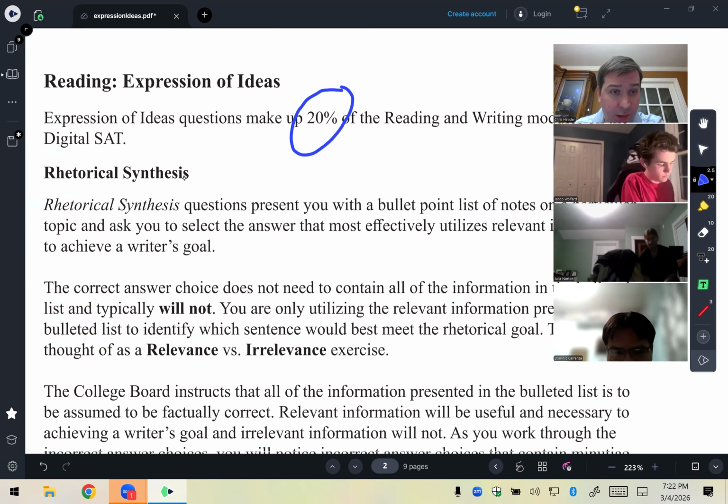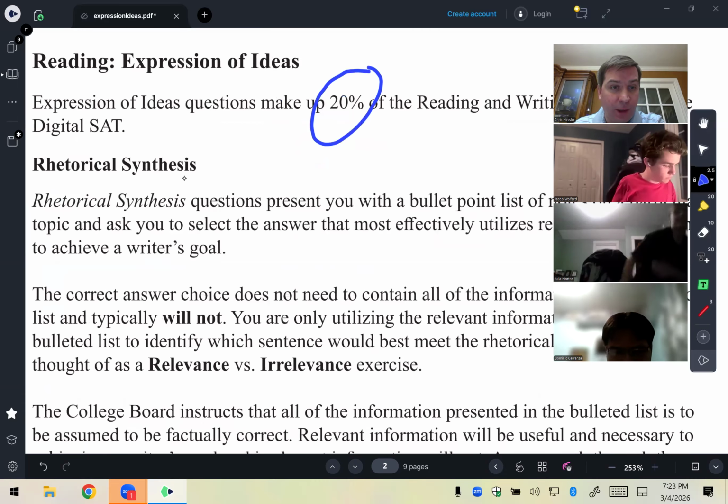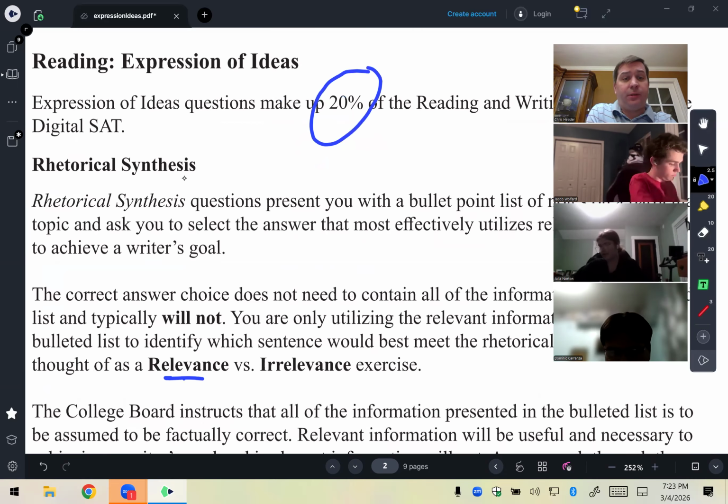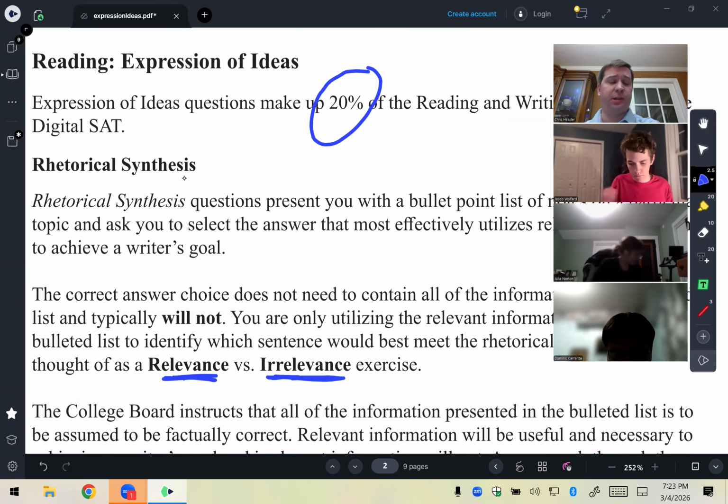So it's really just a test of relevance versus irrelevance. Because whatever the student is trying to do is always a very specific thing. So you will never utilize all of the bullet points. It's just not going to happen. The right answer will never be a combination of all 5 of the bullet points. You typically just have to pick and choose some information from the bulleted list that will achieve what the student is trying to do.